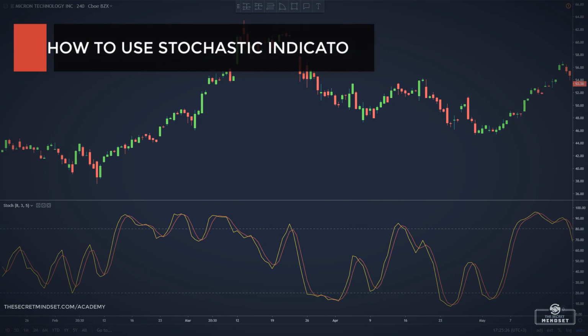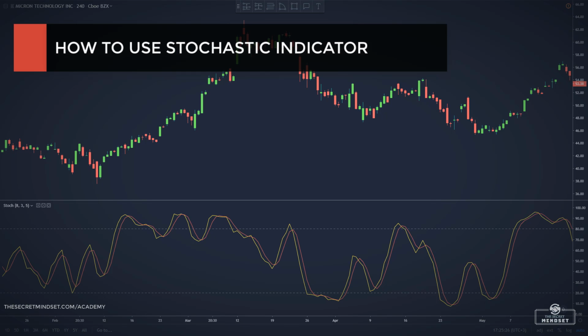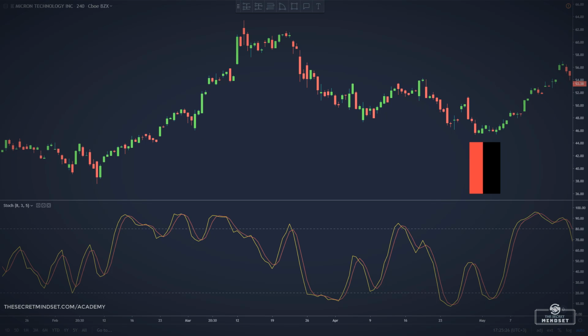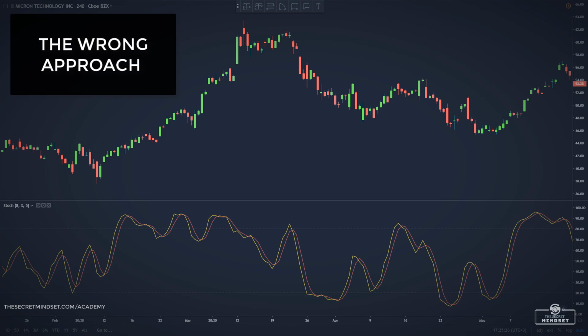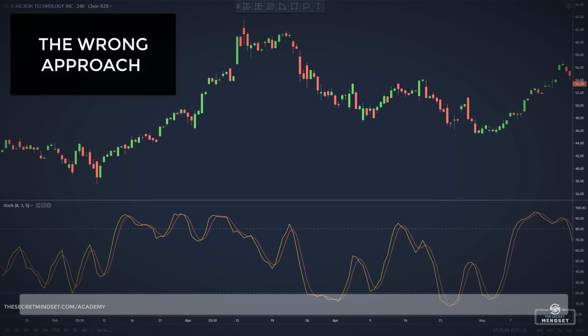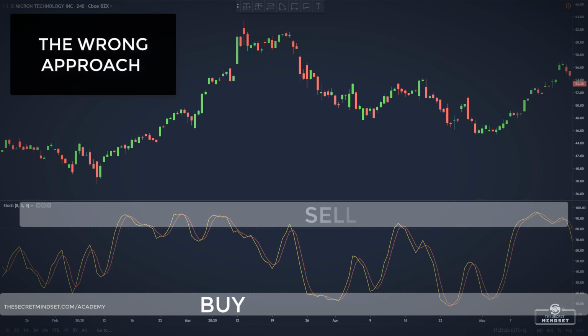Now, how to use the stochastic indicator? The most popular method of generating entry signals, but not a smart one, is to consider the stochastic indicator as an overbought and oversold indicator. The majority of trading books teach you that a buy signal occurs when the stochastic moves below 20 level into oversold area and then crosses back above that threshold, and the sell signal occurs when the oscillator moves above the 80 level into overbought area and then crosses below that threshold.